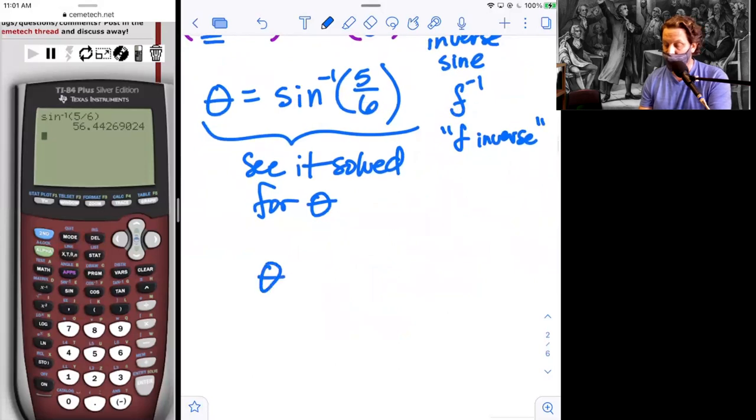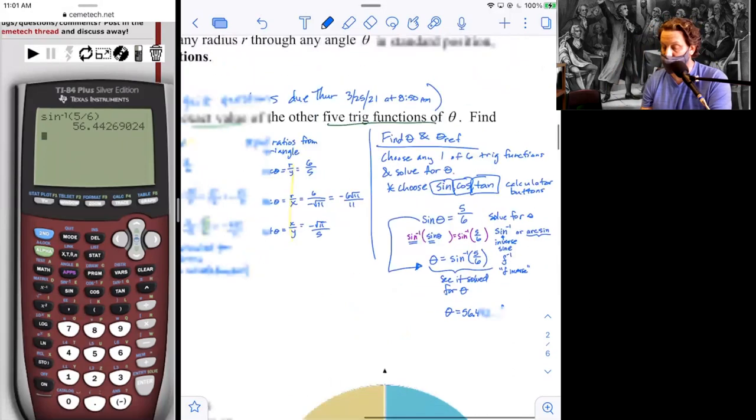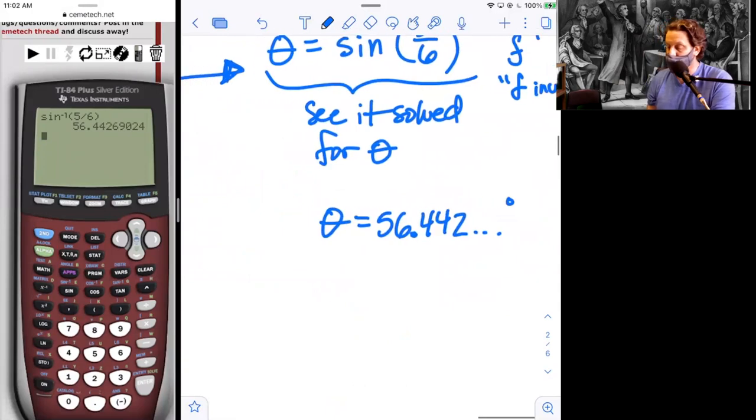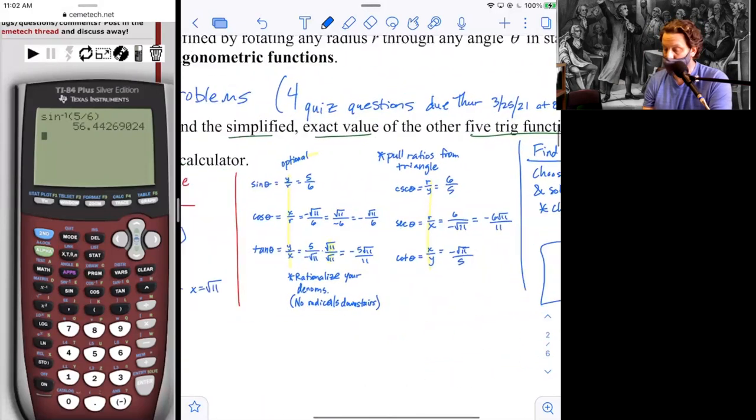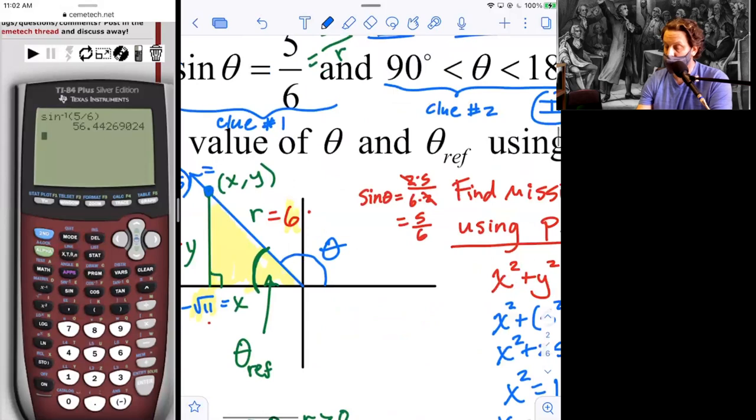And your calculator tells you theta is 56.442 degrees, okay? Now, you look at your diagram. You always have your diagram drawn first. Where does 56.442 live? Quadrant what? 1. Crap! Okay, this is the calculator's answer. It gave me this theta to be 56.442 degrees. Is that the angle we want?